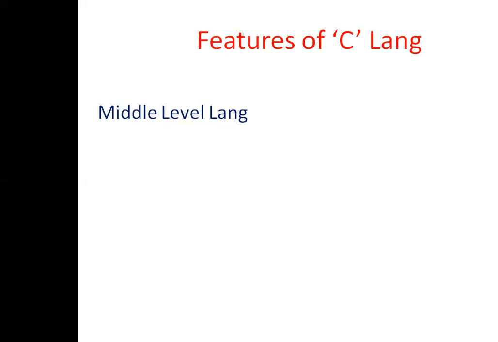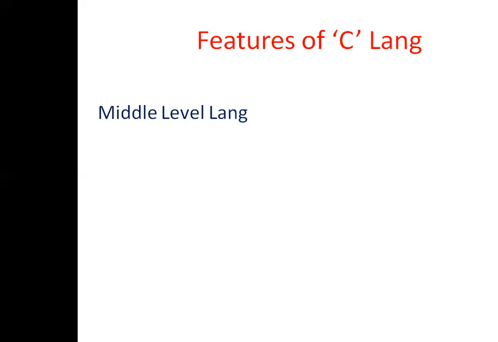But C is also a language which falls in the middle level language category. Not the high level, not the low level, but both. Middle level in the sense it has the features of high level language as well as the features of low level language. That means it looks just like simple English as we use in our daily language. Print means to print, scan means to scan, like that we use in our program. When we use it, then you will be able to know more.